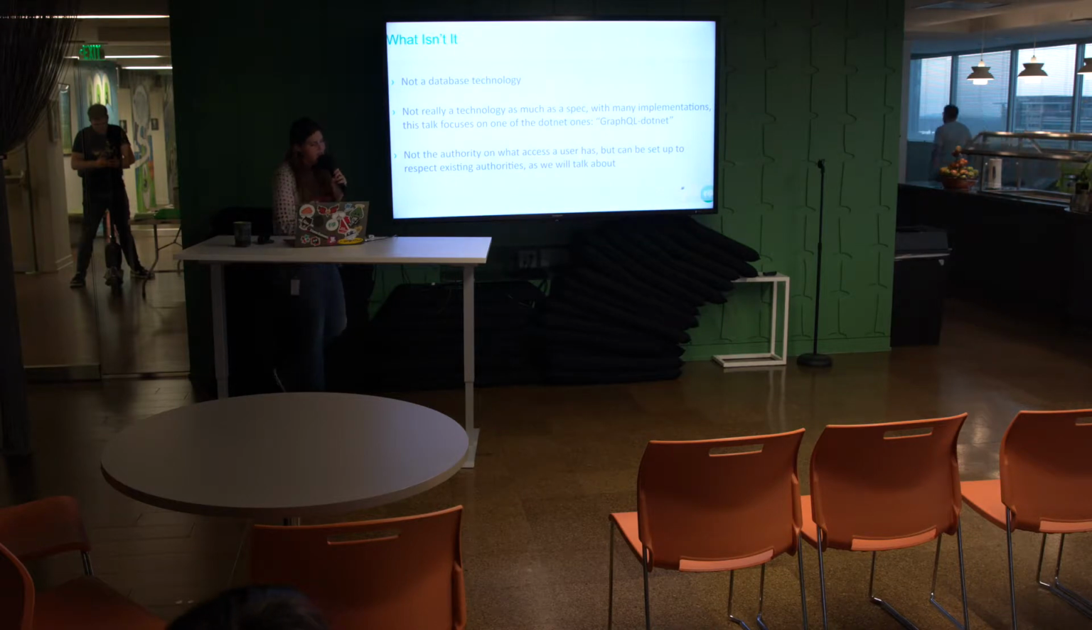So if you don't want to use this particular framework that we're going to be talking about, which is GraphQL.NET version 2.4, then you don't have to. You can write your own. This talk also is not about GraphQL being the authority on what your user should see, but rather how to tell this particular framework how to respect authorities that you've already set for your user. In our case, it's going to be the claims principal if it's a .NET web API.